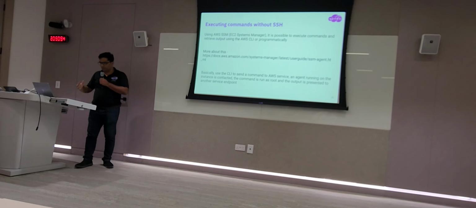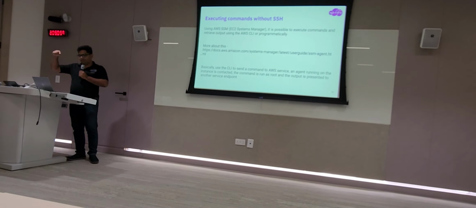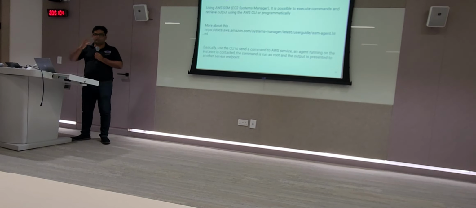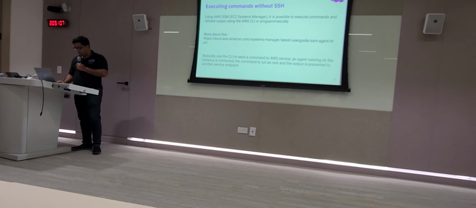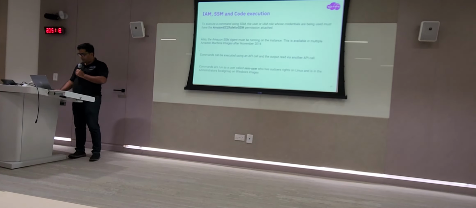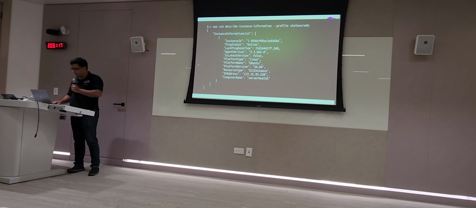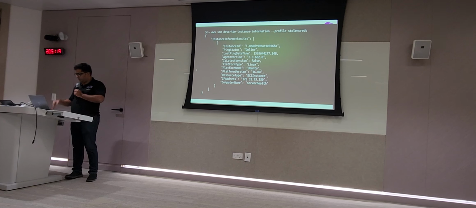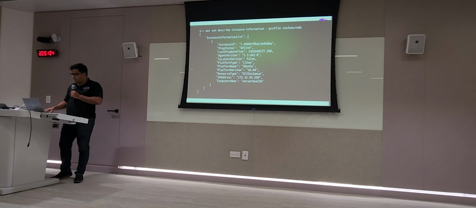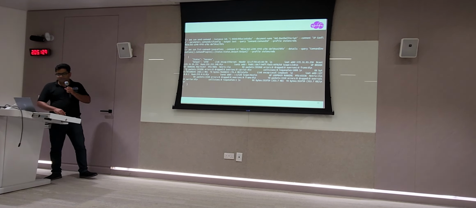Right? So obviously, there's authentication required. Basically, use the CLI to send a command to an AWS service. An agent running on the instance is contacted, and the command is run as root. Okay? If it's a Windows machine, it's run as administrator, but on Linux, it's run as root. Using that, we were able to execute a command. First you have to enumerate the EC2 instances on which the SSM agent is running. Once you've enumerated that, we had one machine as an example here. We were able to send a command.